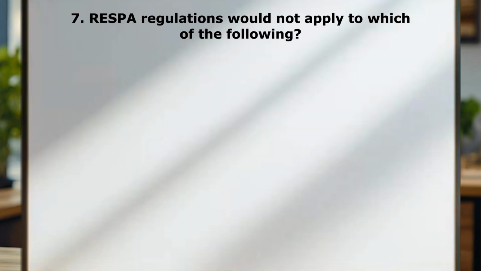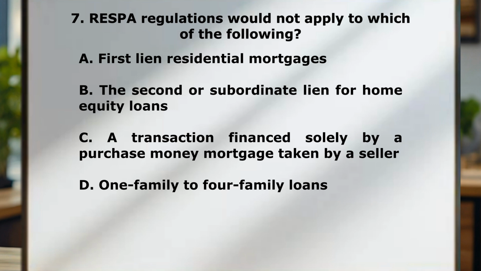Question number 7. RESPA regulations would not apply to which of the following? A, first lien residential mortgages. B, the second or subordinate lien for home equity loans. C, a transaction financed solely by a purchase money mortgage taken by a seller.